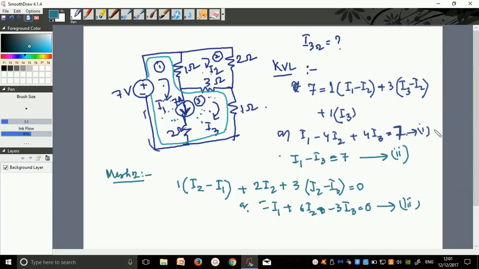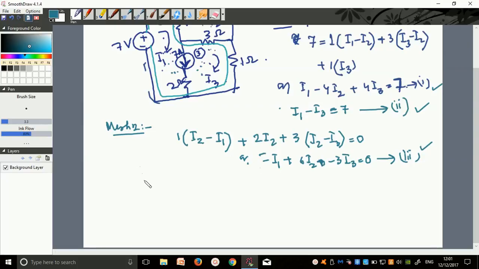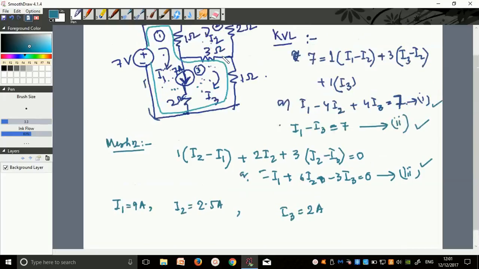So we have got three variables, three equations. We can solve it on the calculator, and we will get I1 as 9 ampere, I2, just simply put in your calculator, you will get 2.5 ampere, I3 equals 2 ampere. Now I need to find the current through the 3 ohms resistance. So the current through 3 ohms is I2 minus I3. So I2 is 2.5 minus 3, that is minus 0.5 ampere.